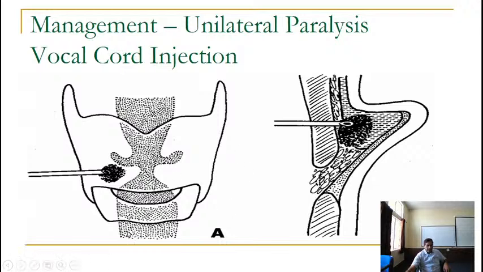So this is from the outside, and this is the vocal cord. This white thing is the paralyzed vocal cord, and this is injected into it, so that the vocal cord comes very close and the gap is reduced, so that speech is improved. So this is the diagram.